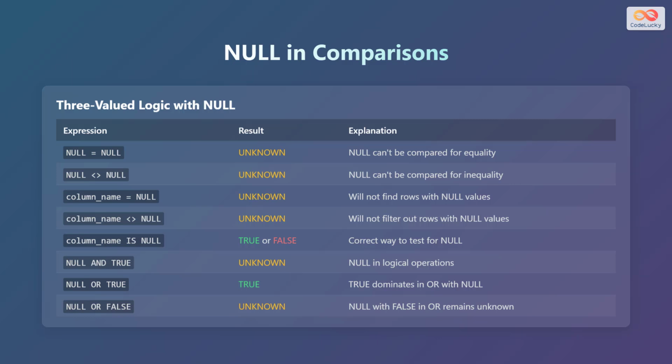Column_name equals null will not find rows with null values, it results in unknown. Column_name not equals null will also result in unknown, and will not filter out rows with null values. The correct way to test for null is with column_name is null, which returns either true or false. For null and true, the result is unknown, as null in logical operations can lead to uncertain results. For null or true, the result is true because true dominates in or operations with null. Lastly, null or false results in unknown, because null with false in or operations remains unknown.